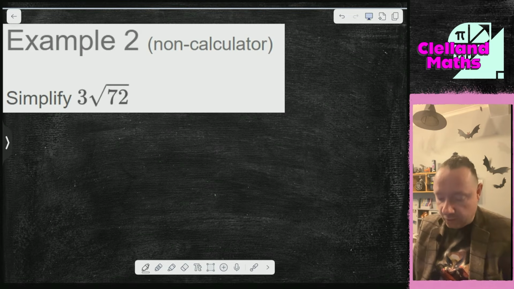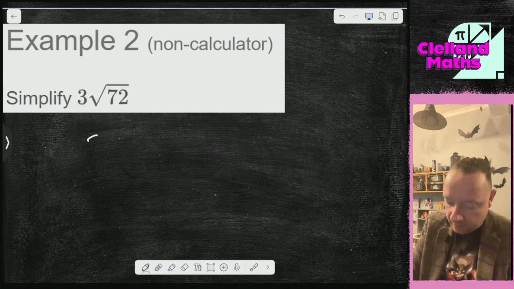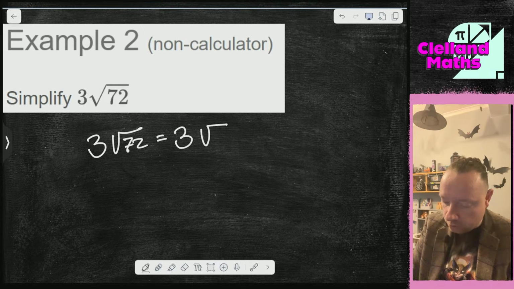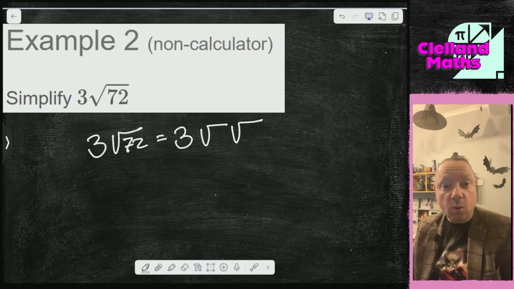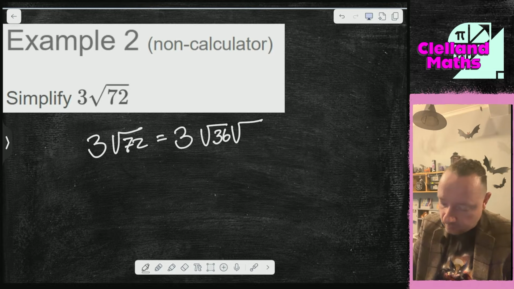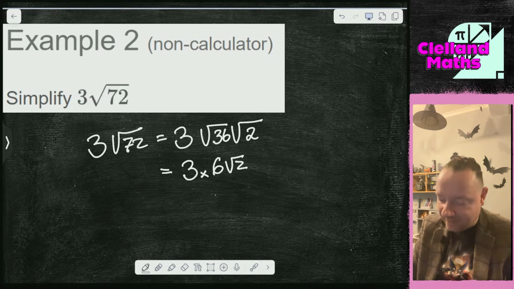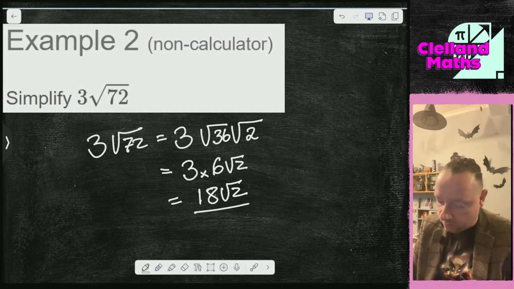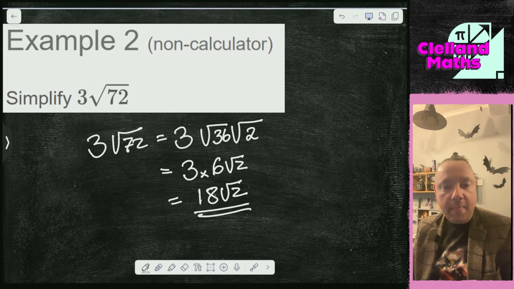Example 2, simplify 3 root 72. Well, that 3, don't get worried about that. That just hangs about to the end. So I've got 3 and I want 2 numbers times together to make 72. One's a square number. Well, 36 times 2 is 72. So that's going to work because root 36 is 6. So that's 3 times 6 root 2. I can't write 3 6 root 2, it looks like 36. 3 times 6 is 18. I can just times the number parts and the 2 stays where it is. 18 root 2, and we're done there.